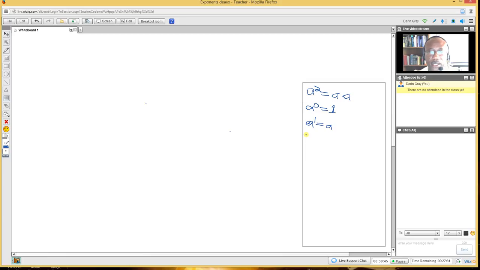We also learned that if we have two of the same base and we multiply them, we get the same base and we add the exponents. I think I could do a better job than that. Let me erase this guy and grab him again.